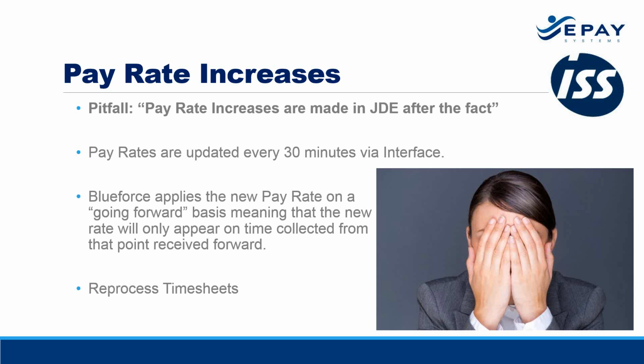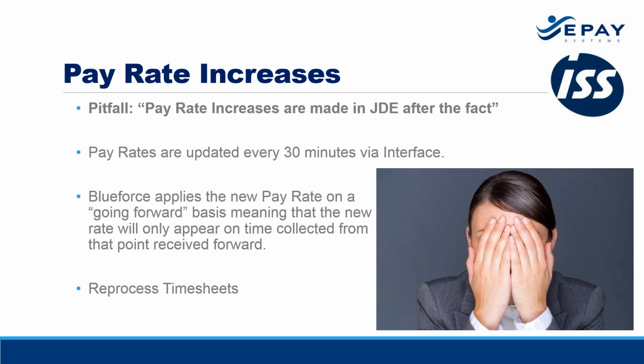Now, Blueforce applies the new pay rate on a going forward basis, meaning that the new rate will only appear on the time collected from that point forward. So we have an effective date in JD Edwards that all the pay rates are based on. But if we've passed that effective date, the system says, well, I can go back, but for the sake of not messing up any information in the system, I'm going to just take that rate from that time going forward. So from the time it hits Blueforce going forward is how that pay rate works on the Blueforce side.